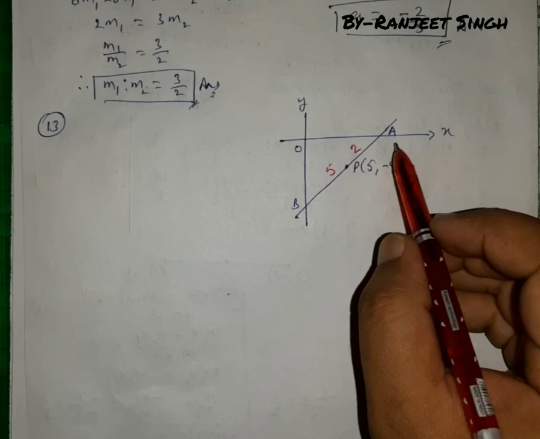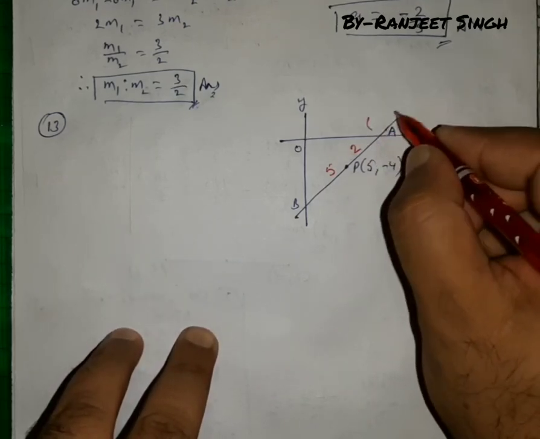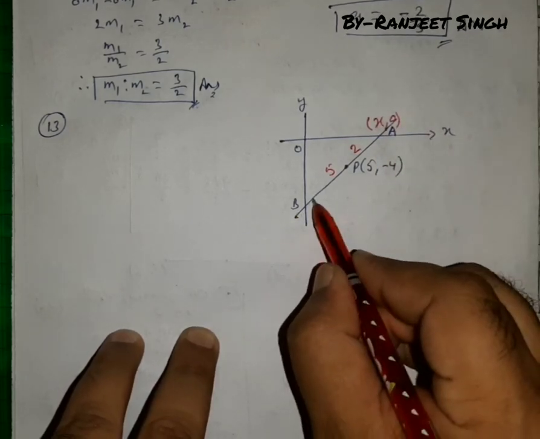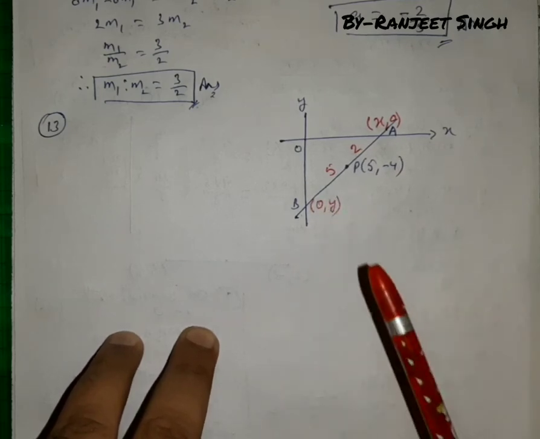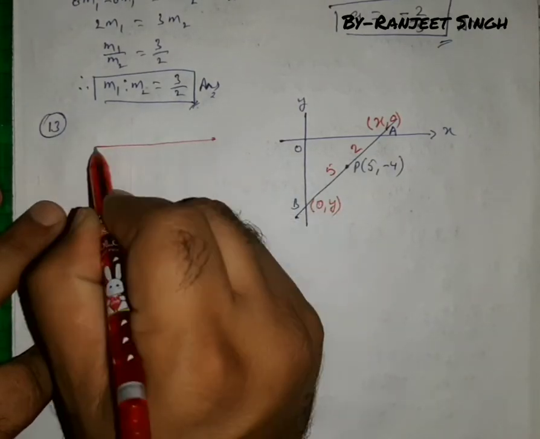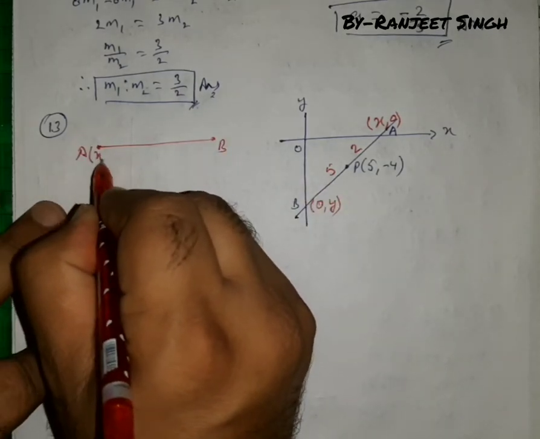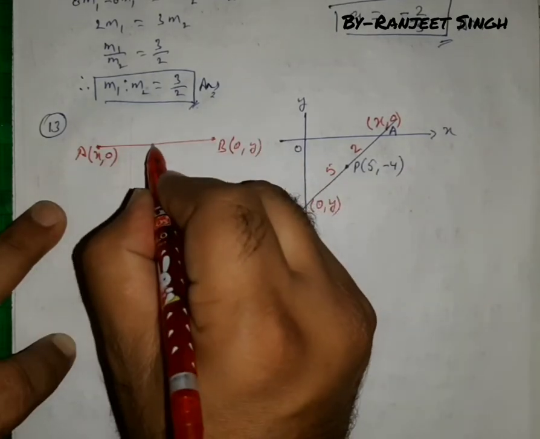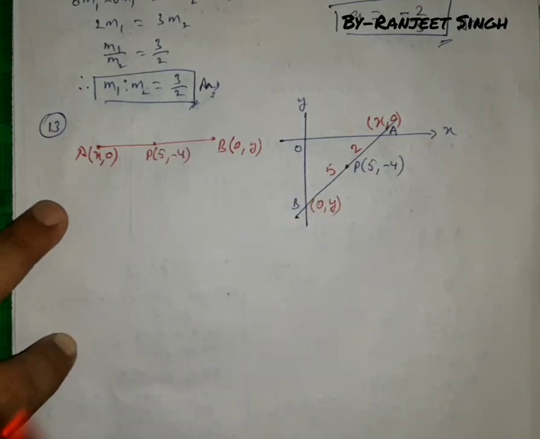And since this point A lies on the x-axis, therefore the coordinates of A will be (x, 0), as y will be equal to 0. And since point B lies on the y-axis, therefore the coordinates of B will be (0, y). Now in short, what is given here is this. This point is A, this point is B, the coordinates of A are (x, 0), the coordinates of B are (0, y), and this point P is given as (5, -4).